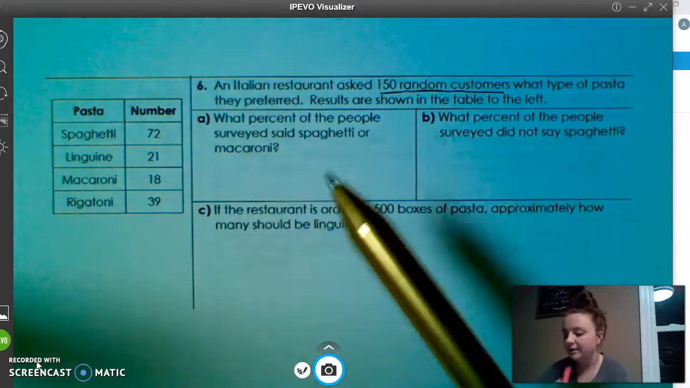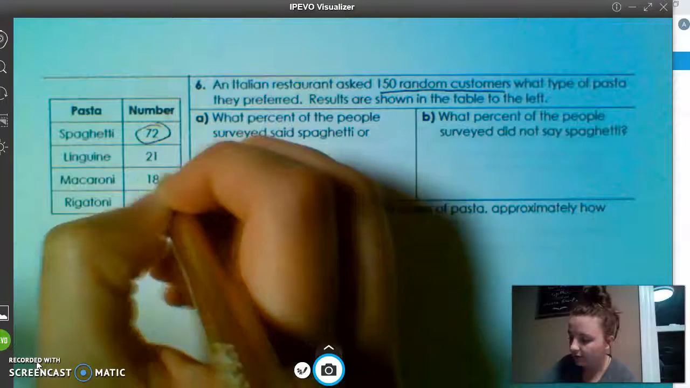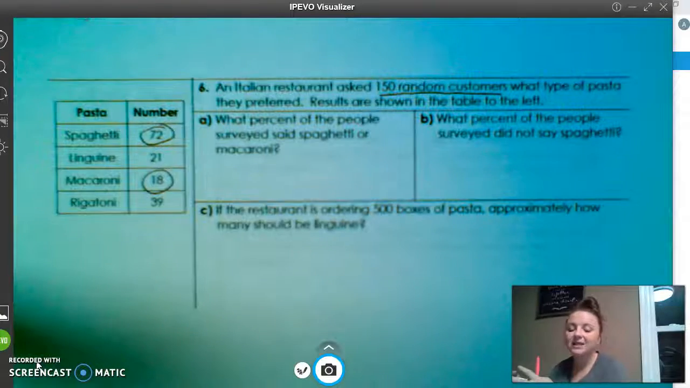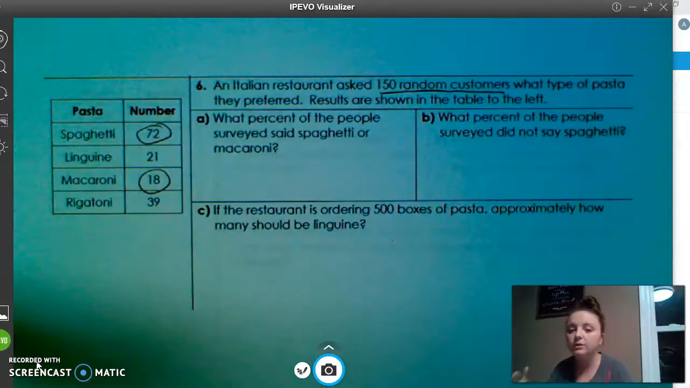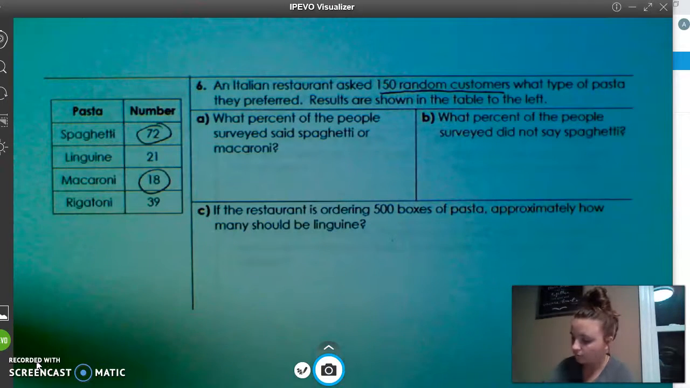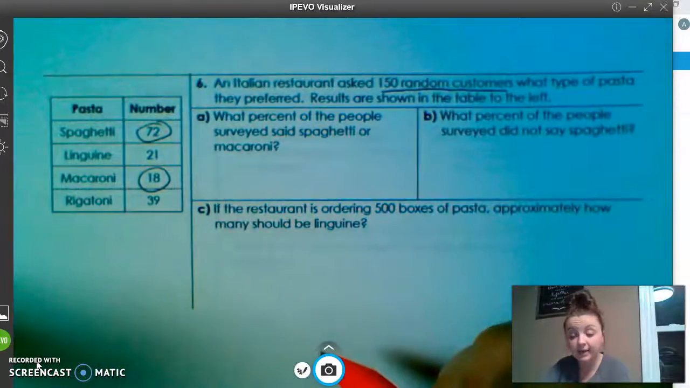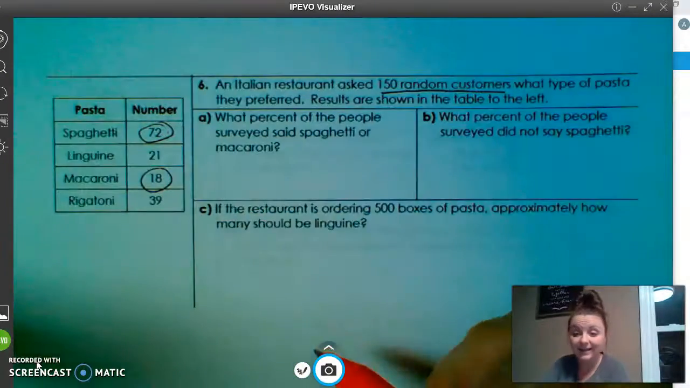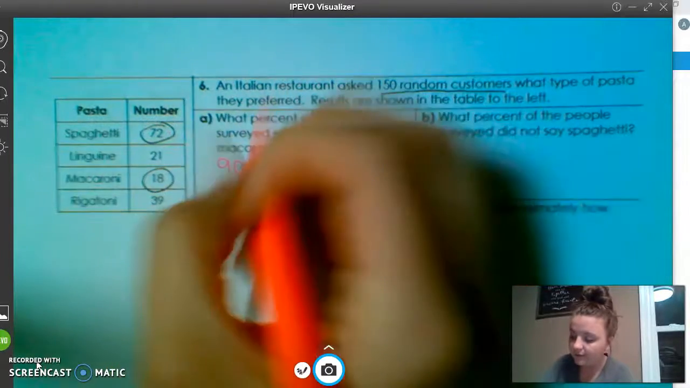Well, we could take our spaghetti people and our macaroni people and add them together, because those are the people where if you chose spaghetti or you chose macaroni, it'd be okay. So either one, spaghetti or macaroni. So 72 plus 18, well, 72 plus 8 is 80, plus 10 is 90. So I've got 90 out of the whole 150.